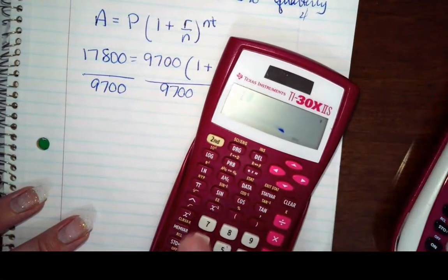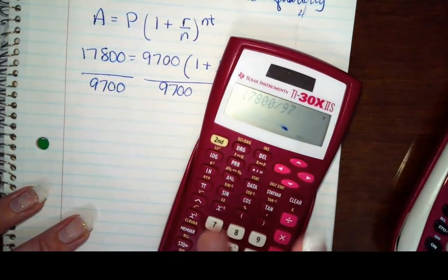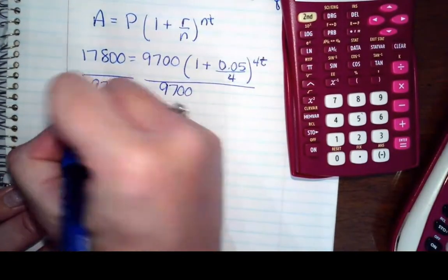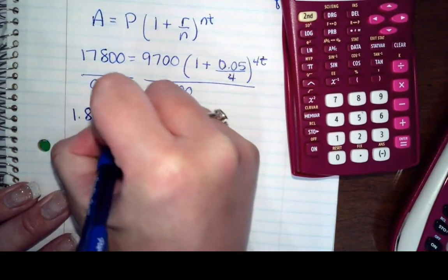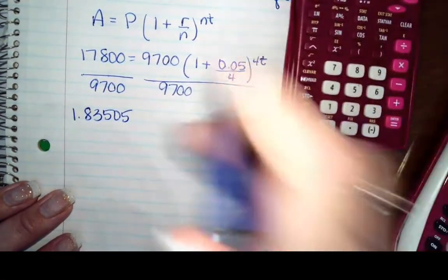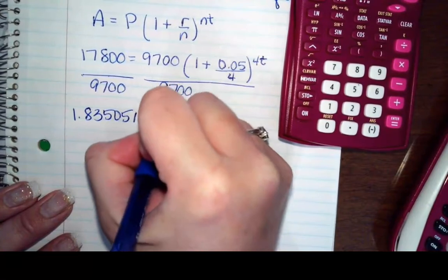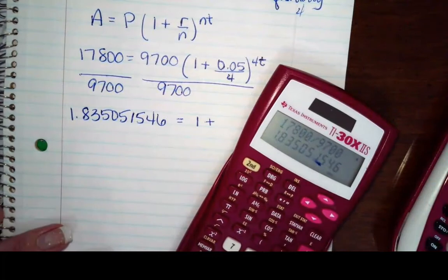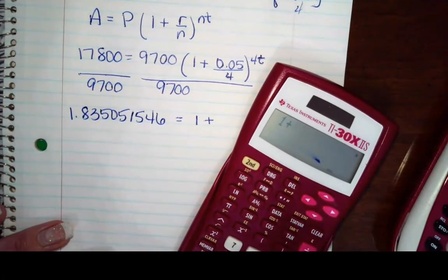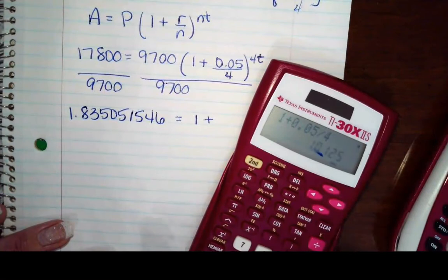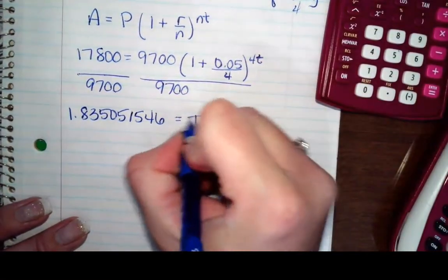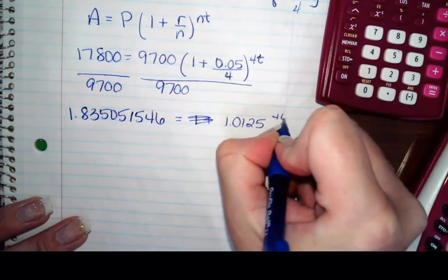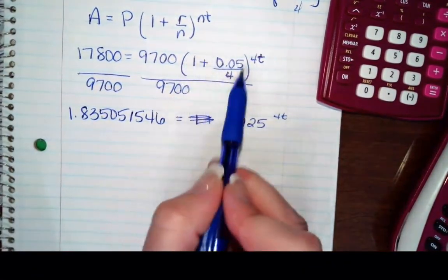So I've got 17,800 divided by 9,700, which is 1.835051546. That equals 1 plus 0.05 divided by 4. So 1 plus 0.05 over 4 gives me 1.0125 raised to the 4t. I just went ahead and added this stuff in the parentheses.